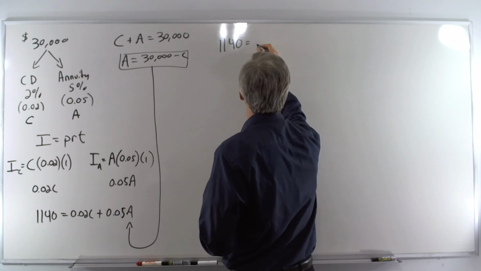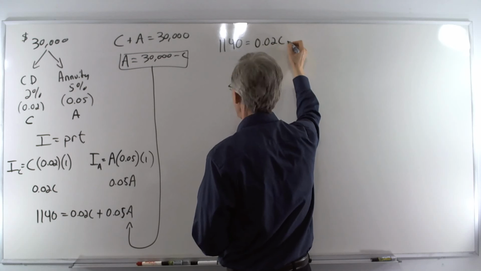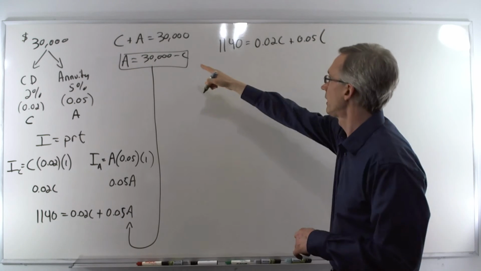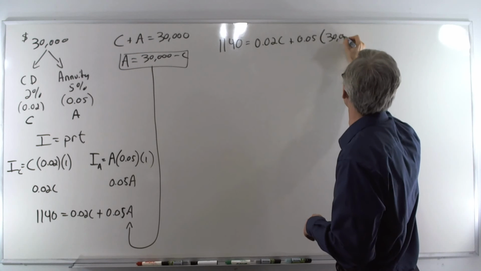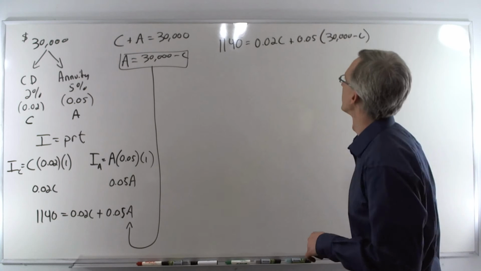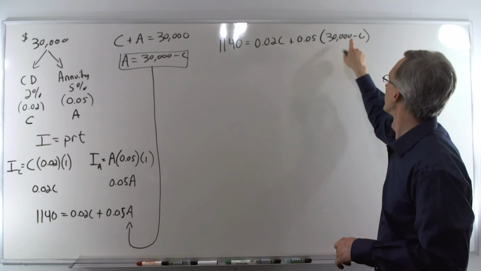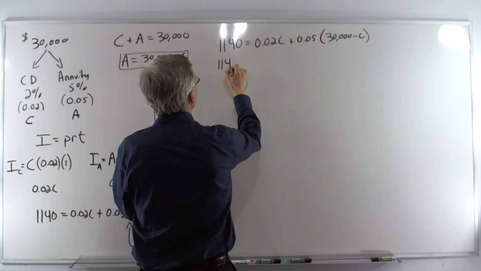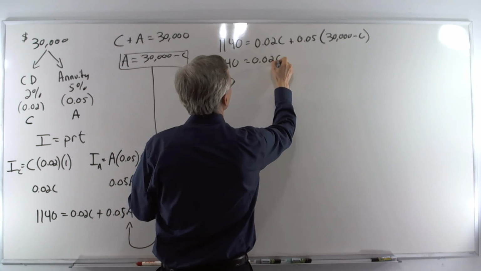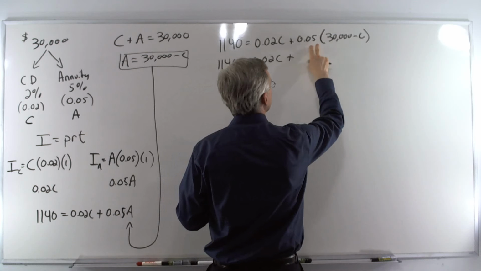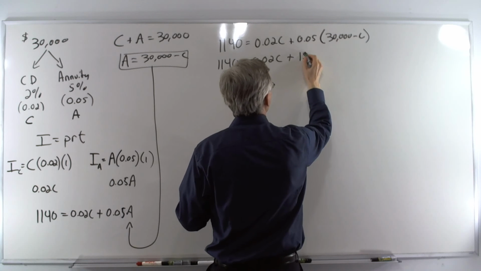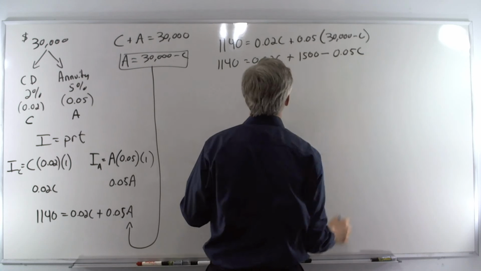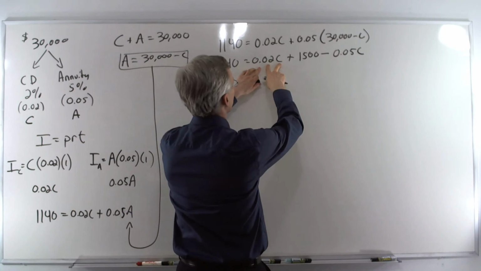equals 0.02C plus 0.05. Substituting for A, that's 30,000 minus C. And now we're down to one equation with only one unknown, and that we can solve. Now we're going to distribute 0.05 times 30,000, that's 1,500, minus 0.05C. Now we can combine like terms.